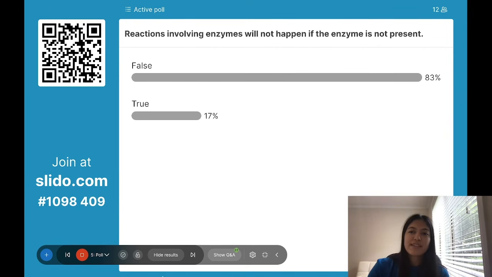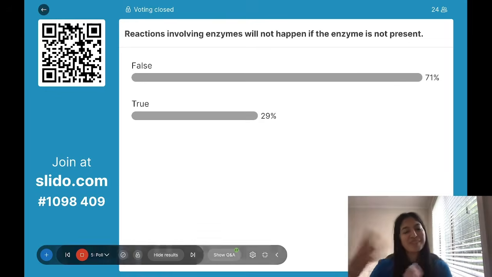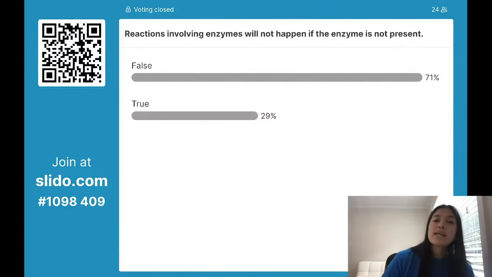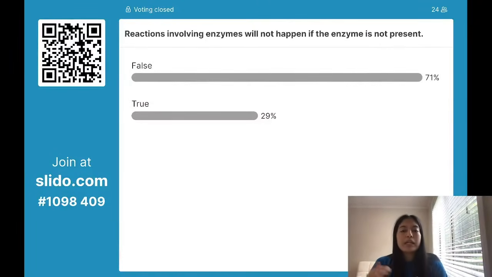Okay, again, for the sake of time, sorry to cut you guys off a little bit. The correct answer is false, which most of you have said. So remember this idea, enzymes speed a reaction up. So the reaction will happen very slowly, but it will not stop.